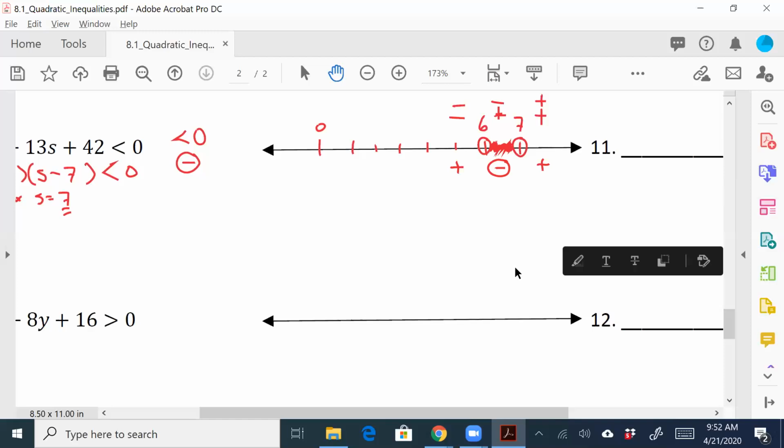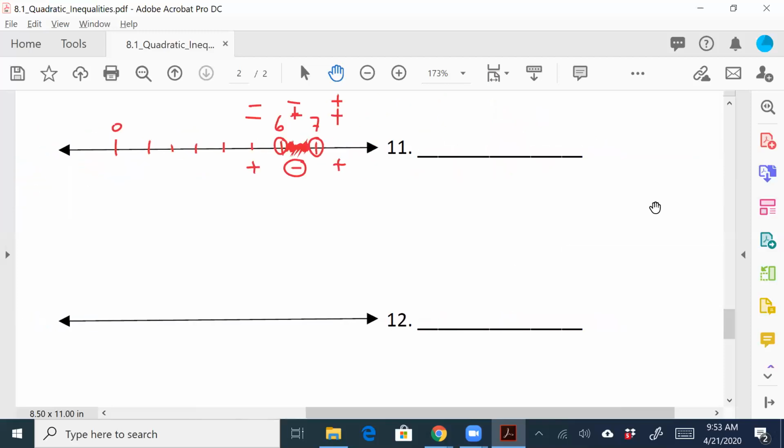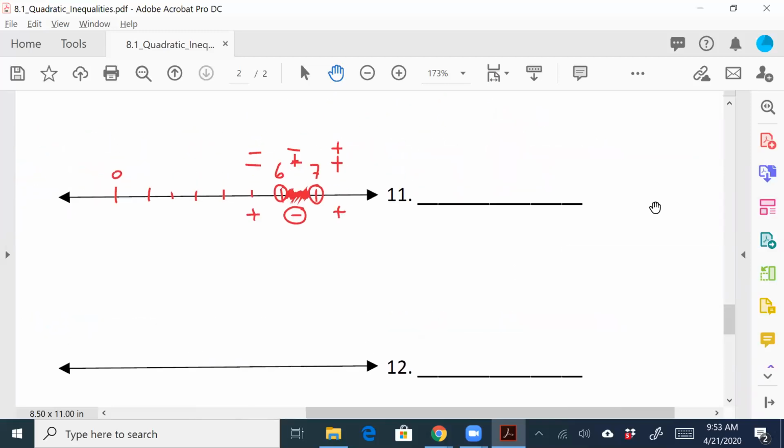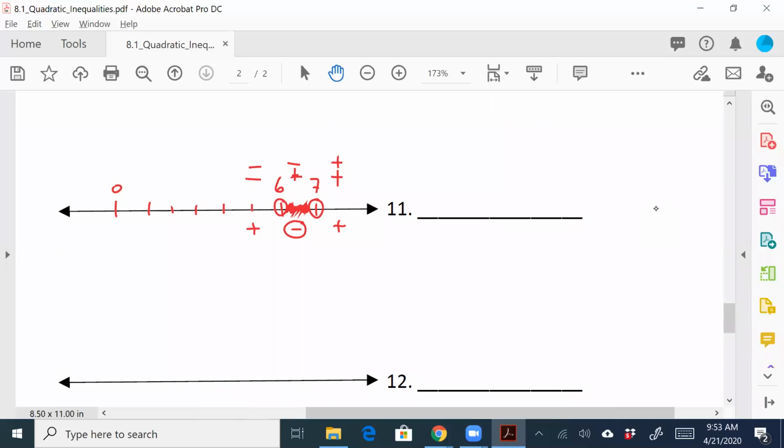And so in our interval notation, this time instead of a bracket at 6, we're going to use a parenthesis because it cannot equal 6. And then it goes all the way over to 7. And again, it does not equal 7, so we put a parenthesis rather than a bracket.